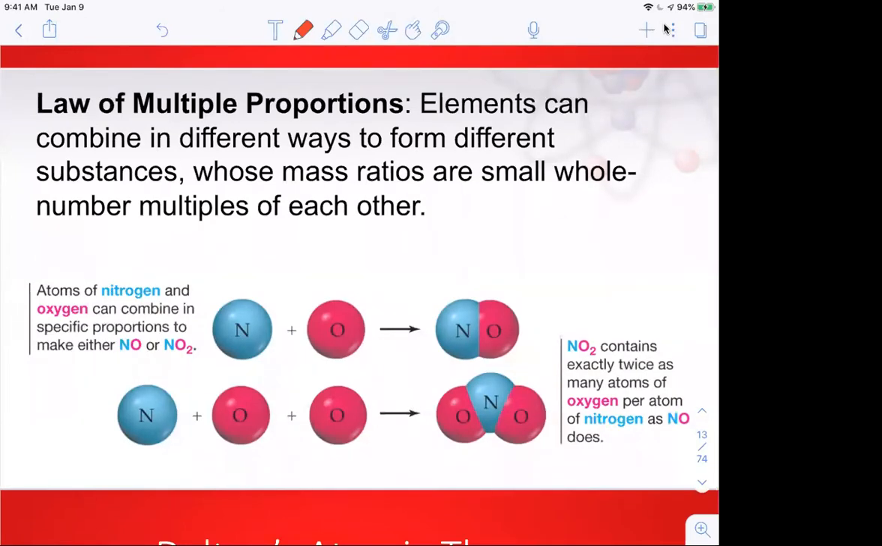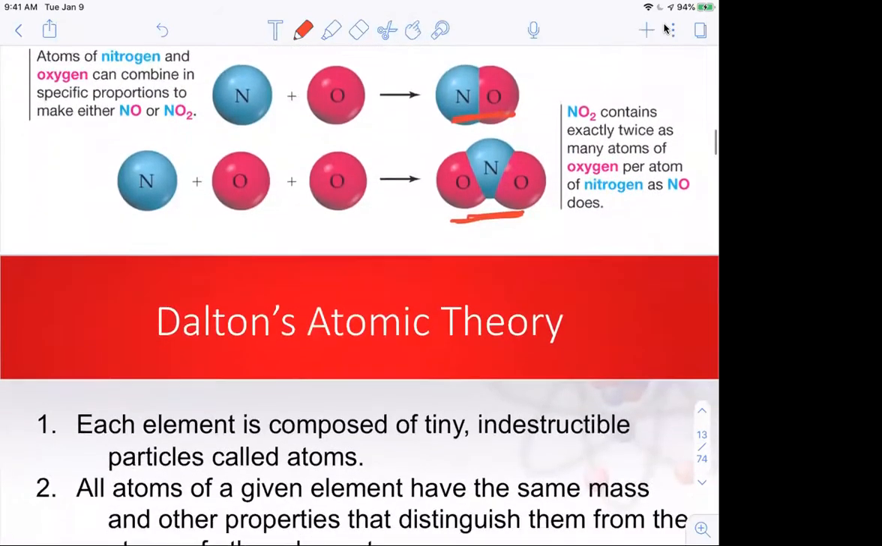So again, when I look at NO, I have exactly 2 times as many oxygen atoms in NO2 as I have in NO, which is representative of this law of multiple proportions.